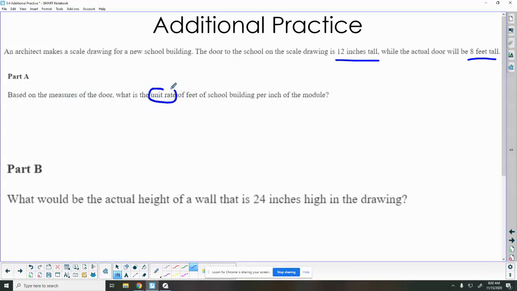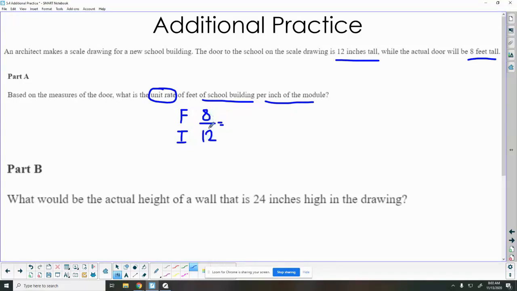So I know I need to compare it to 1 of the actual school building per inch of the model. It wants feet compared to inches, so we're going to put feet on top and the inches on the bottom. So 8 feet divided by 12. And let's just start and simplify this problem a little bit.